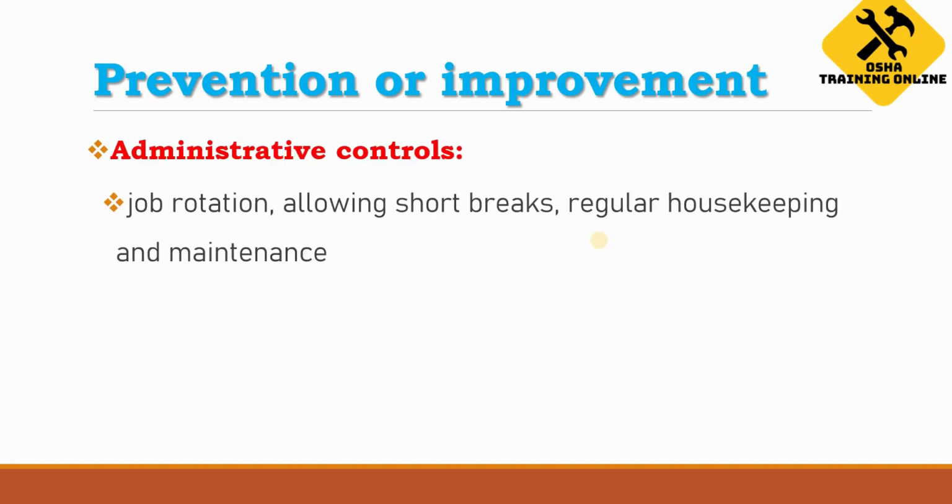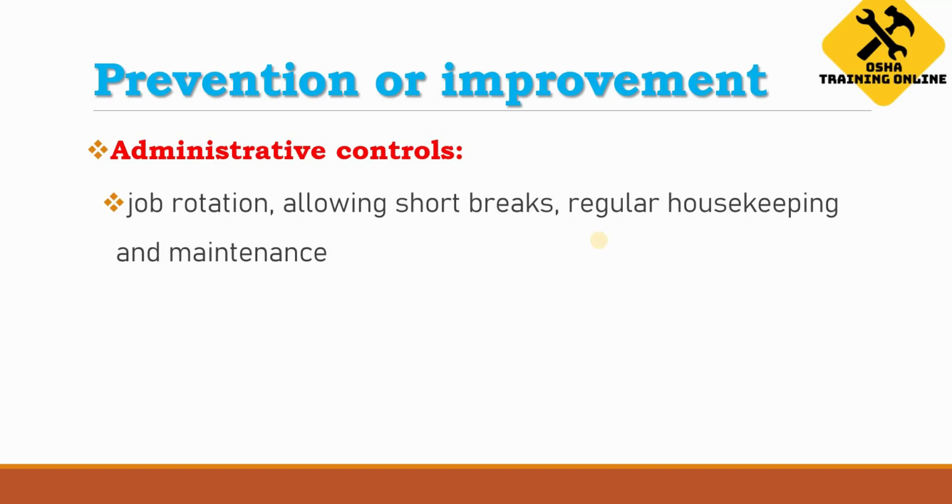The second one is administrative control, and this is really important. Job rotation, allowing short breaks, regular housekeeping, and maintenance. Job rotation means that the workers' jobs have to be changed. For example, we switch one worker with another on the night shift so that workers can work effectively. Allowing short breaks: we should not opt for continuous hours of work, as workers may get fatigued and it may result in violence among the workers.